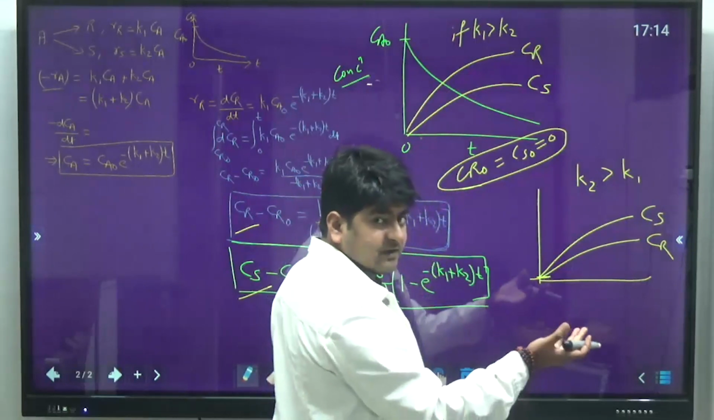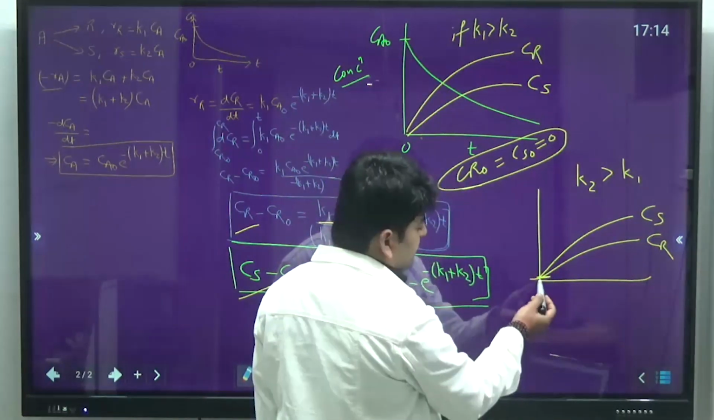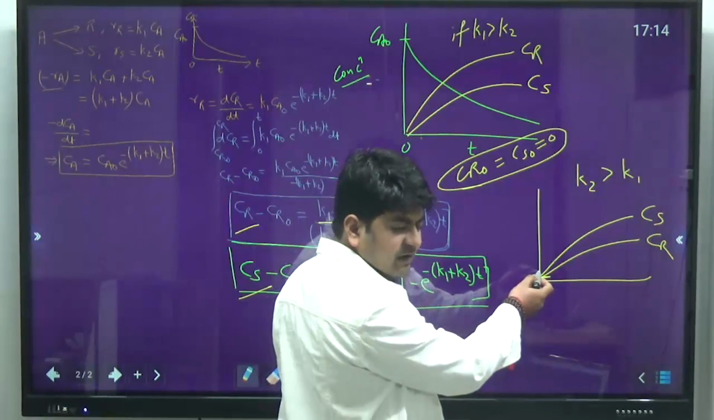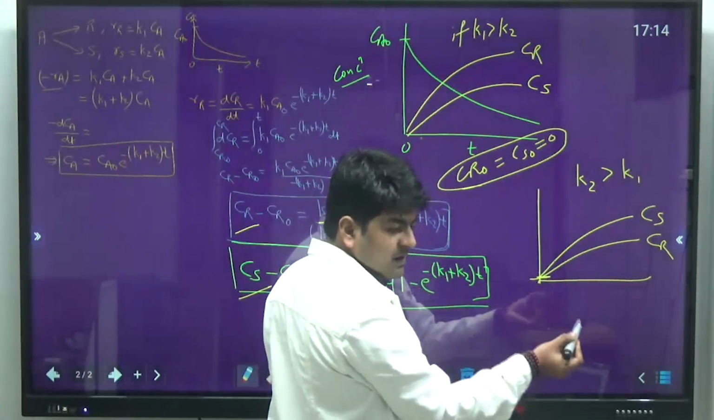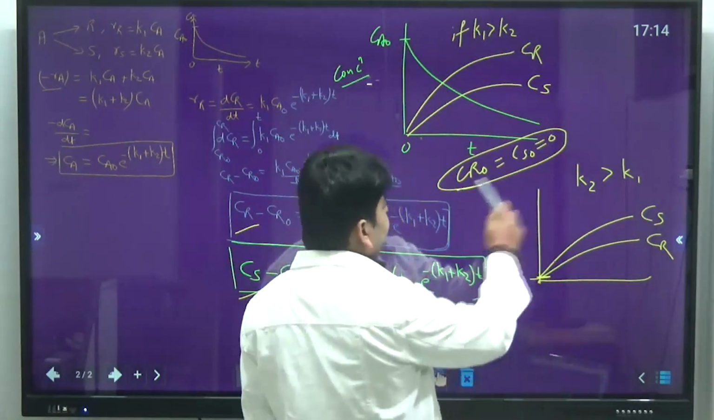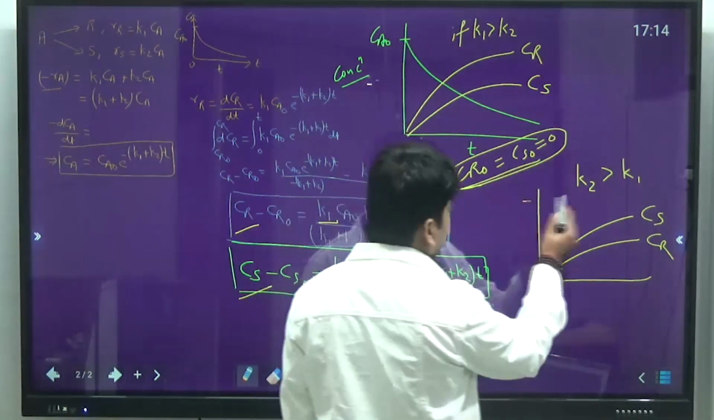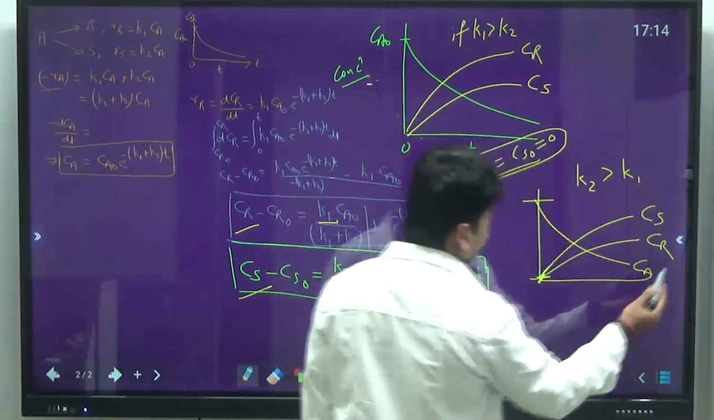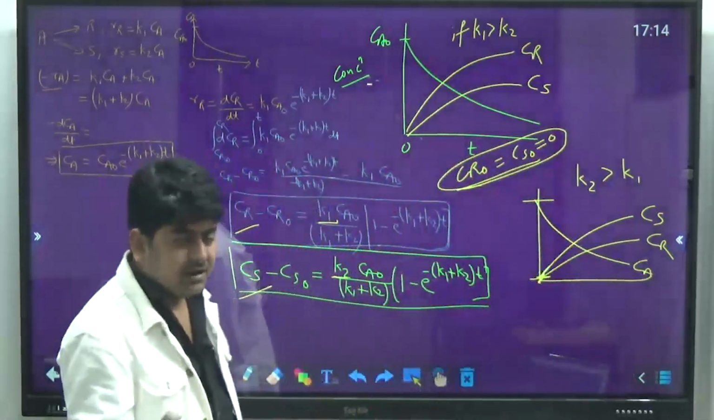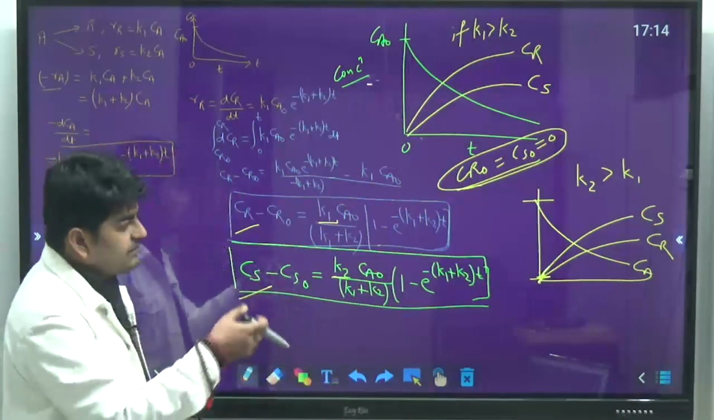And you can see it is not starting from 0. If Cr naught and Cs naught are there, the curve will start from somewhere on the y-axis, not from the origin. If both are 0 initially, then it will start from the origin only. And this is Ca, that will decrease exponentially.